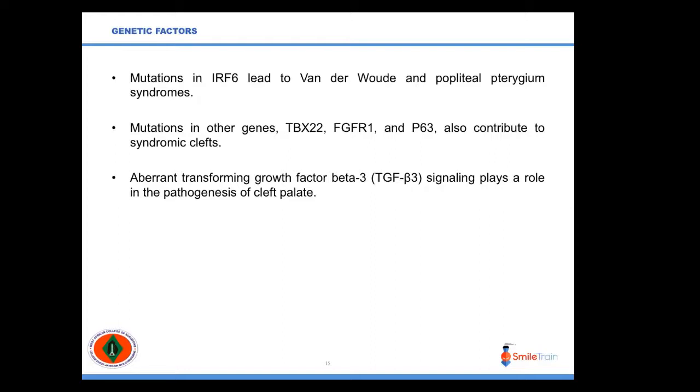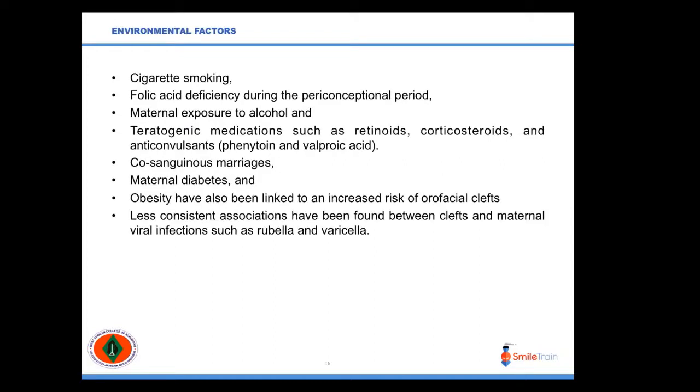Mutations in interferon regulatory factor 6 lead to Van der Woude and popliteal pterygium syndrome. Mutations in other genes, the T-box transcription factor 22, the fibroblast growth factor receptor 1, and the tumor protein 63, also contribute to syndromic clefts. Aberrant transforming growth factor beta 3, TGF beta 3, signaling plays a role in the pathogenesis of cleft palate. As I've said, Professor Adeyemo is going to give us better detail in understanding of this, because of the possibility of having better therapies and management of cleft lip.